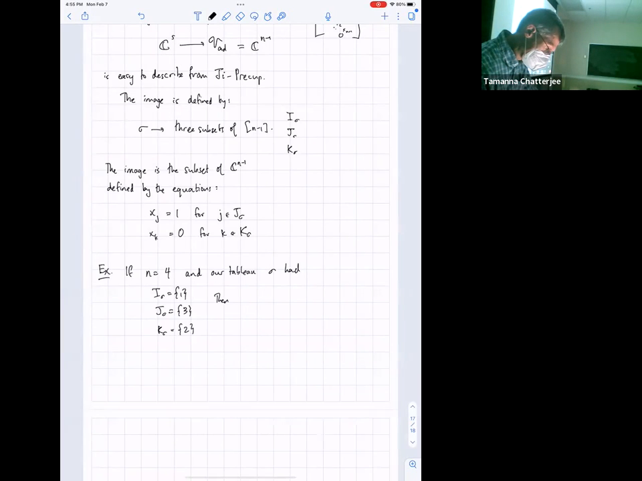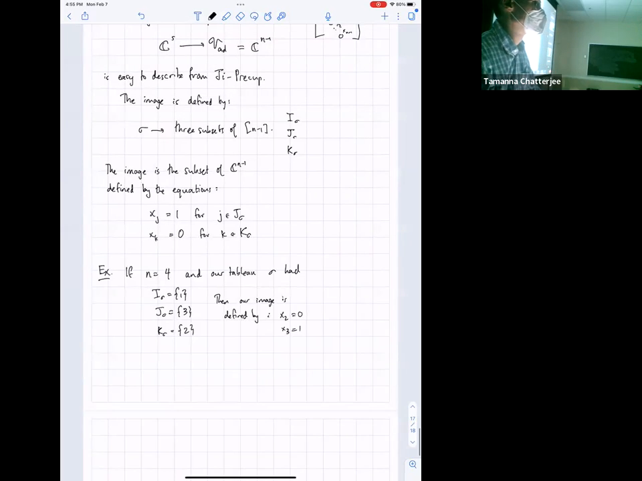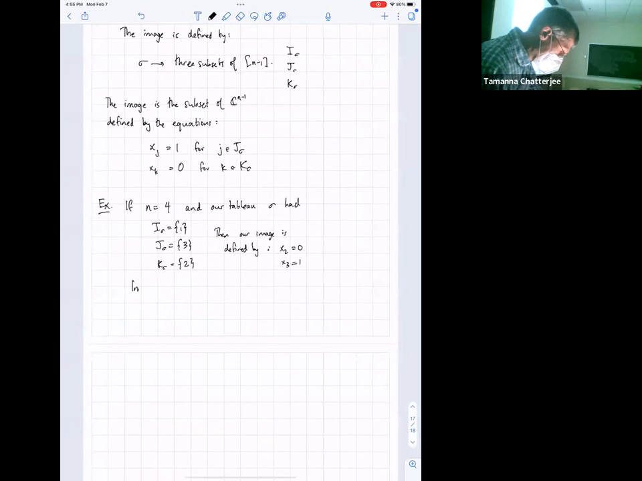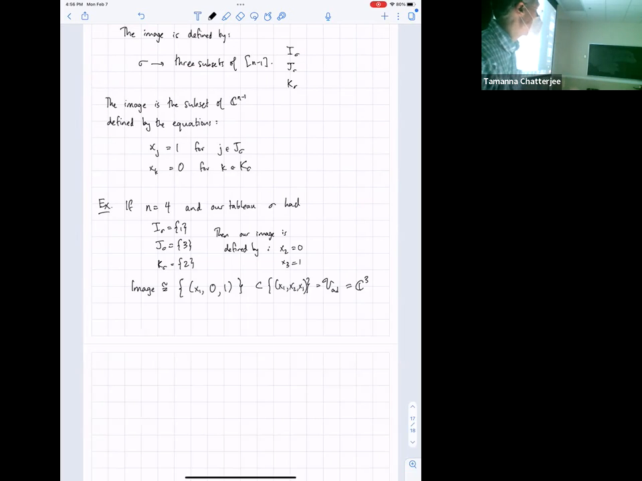Then our image is defined by just the equations x2 equals 0 and x3 equals 1. So in other words, the image is isomorphic to the set of all (x1, 0, 1), sitting inside the set of all (x1, x2, x3), that's V add contained in, which is just C3, right? So that's what the image is here.